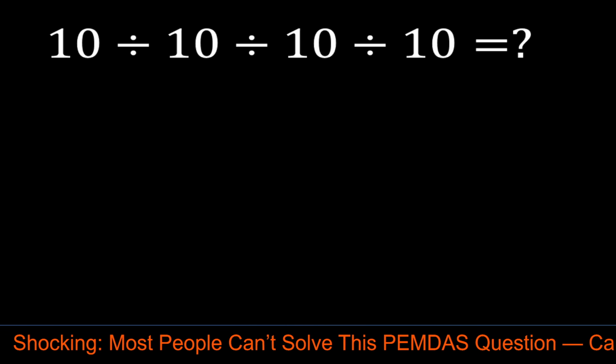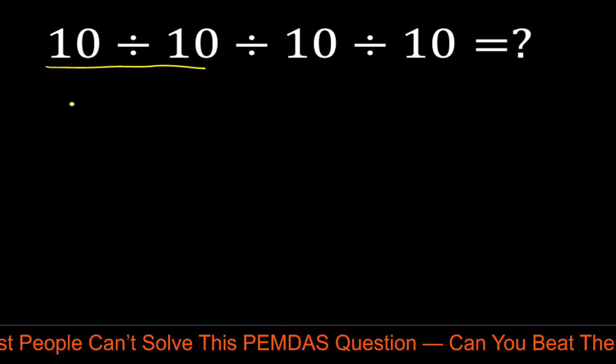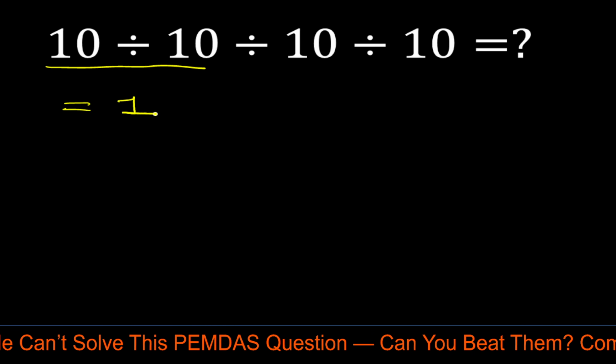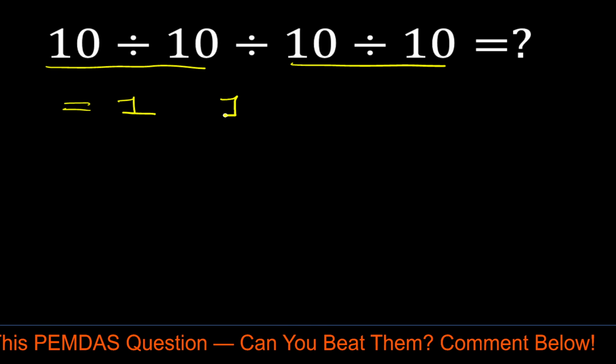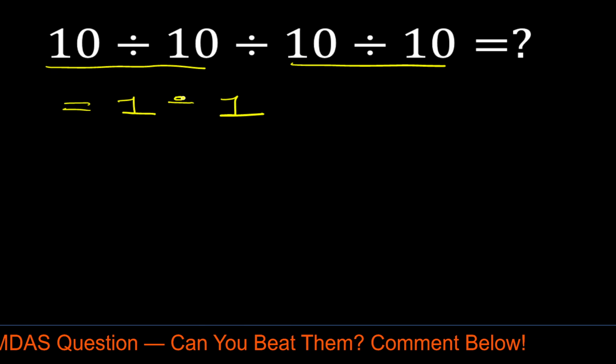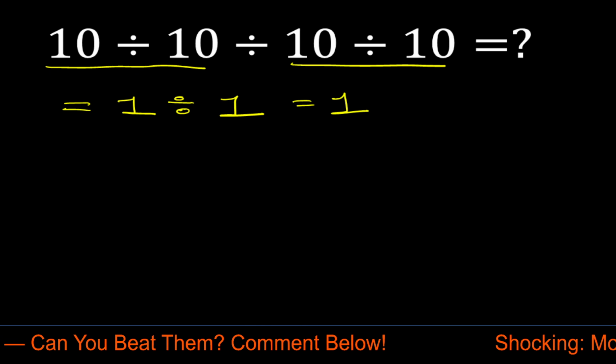So most people solve this question like 10 divided by 10. So 10 divided by 10 is equal to 1, right? Then again 10 divided by 10. So 10 divided by 10 is equal to also 1. Now 1 divided by 1. So 1 divided by 1 is equal to 1, right?